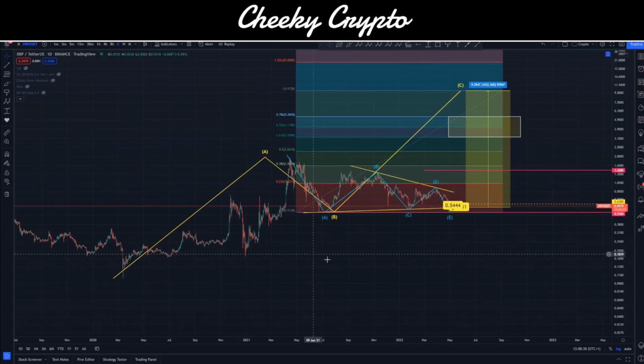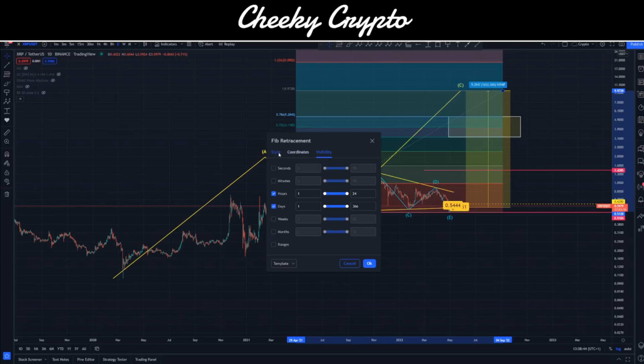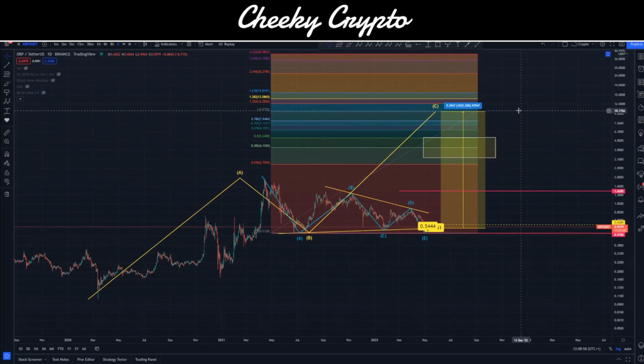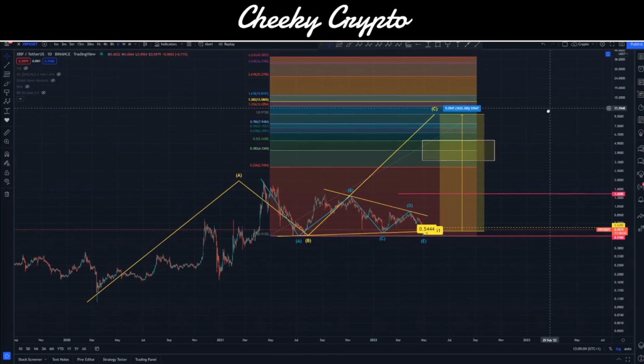Now, when you have your charts in logarithmic and you're using a Fibonacci retracement tool, it is absolutely vital that you also put this tool into logarithmic, okay? So you have to use your fib levels based on log scale. If you do not do this, then you're going to get incorrect information. So I'm going to turn this one off, okay, and you can see how the price is changed. This is then showing you that a 1.618 is actually at $15.81, right?